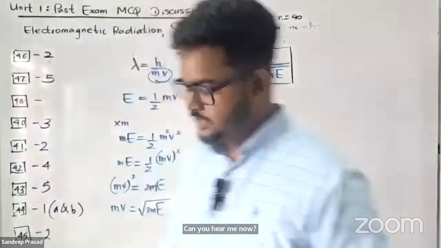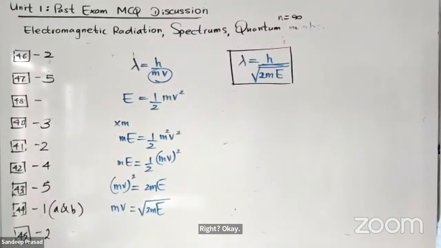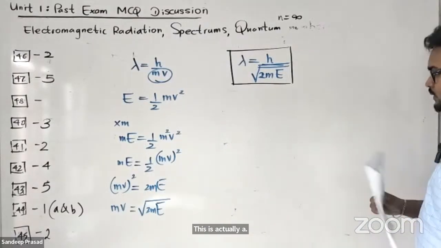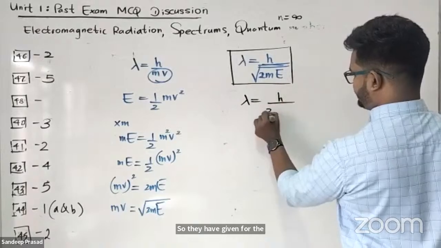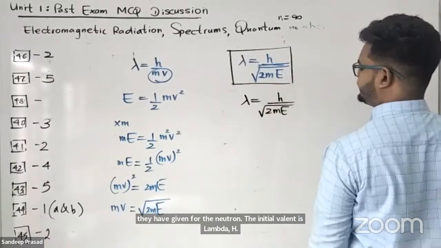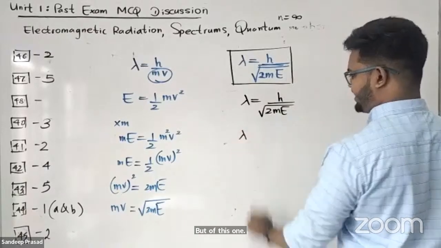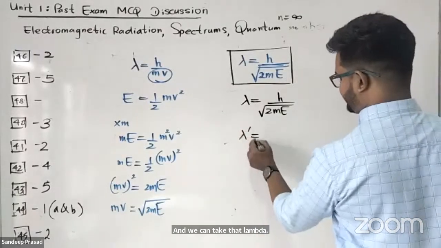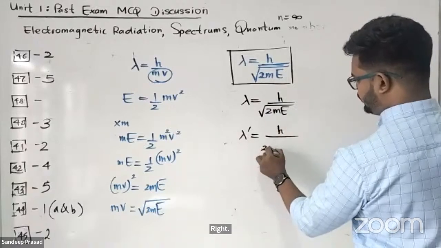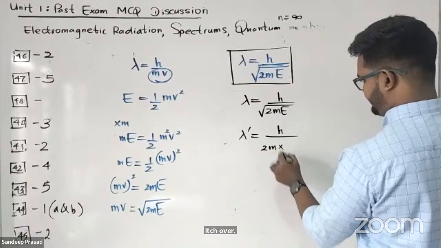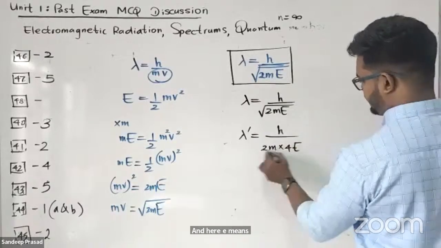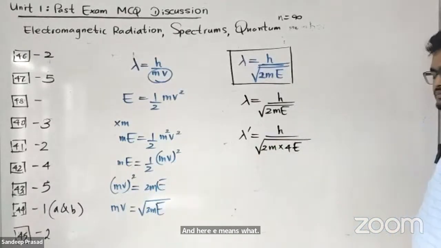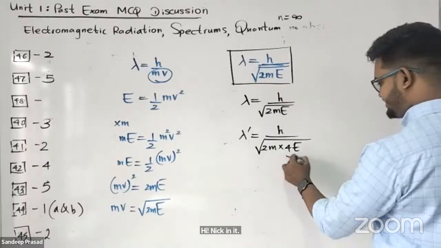Right, okay. Now you can see that this is the de Broglie wavelength and kinetic energy connection. So for the neutron, the initial de Broglie wavelength lambda is h over the square root of 2mE. And we can take lambda dash as h over 2m multiplied by E. The mass is not changing for the neutron, right? And here E means kinetic energy. The kinetic energy is increased by 4 times.